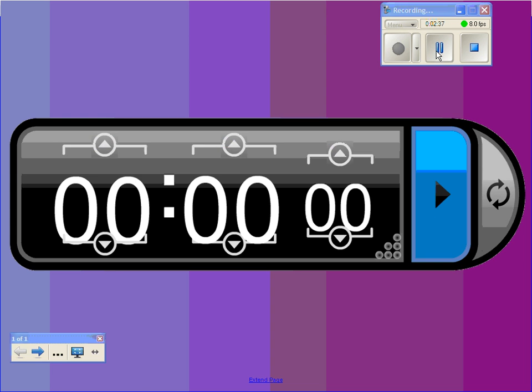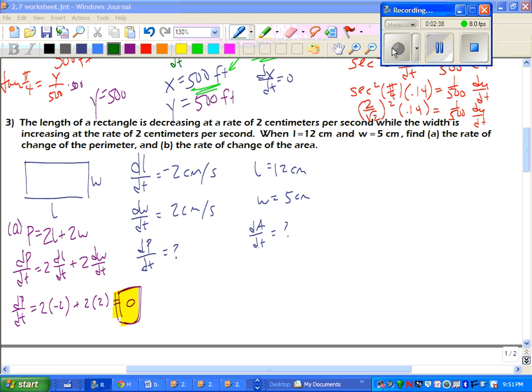All right, let's go ahead and take a look. For this one, you should get a rate of change of 0. Perimeter is not changing because at this time, since the length is getting smaller by 2 centimeters per second, and the width is getting bigger by 2 centimeters per second, they basically cancel each other out.